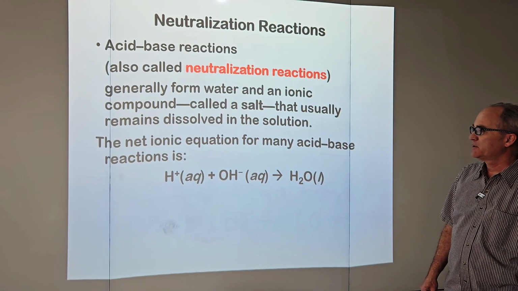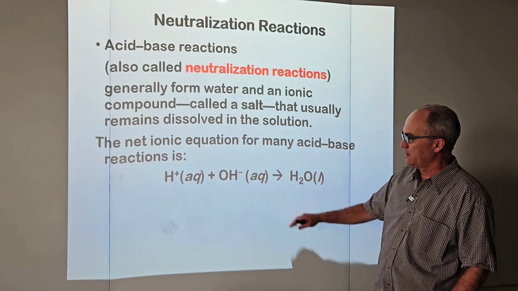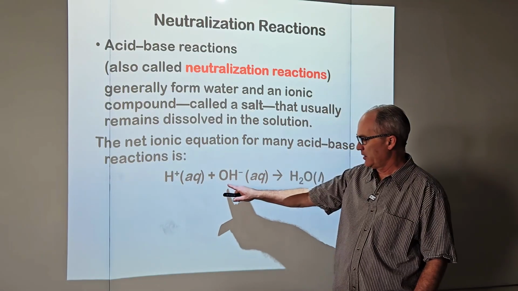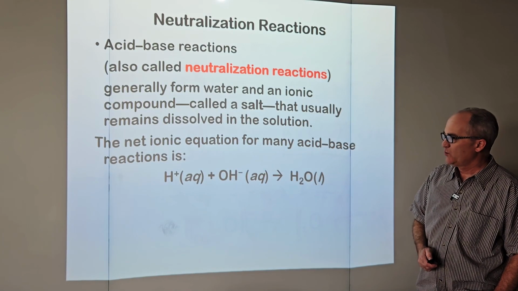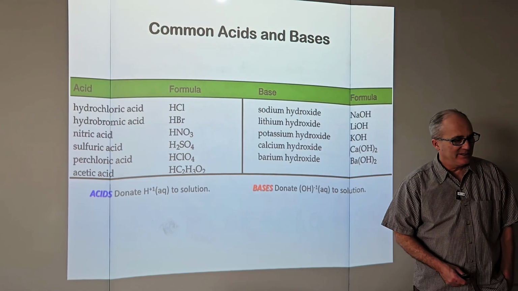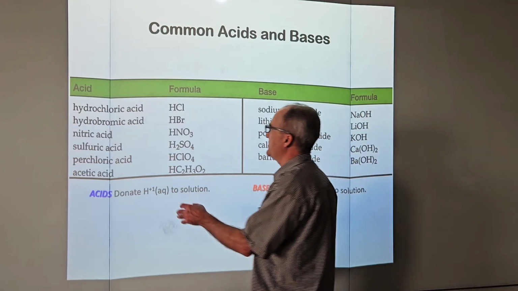So every acid-base reaction is basically this reaction here. Here's the net ionic: a hydrogen ion and a hydroxide like to come together and form H2O. All right, how do you tell if you're dealing with an acid? It has H over on the left-hand side.